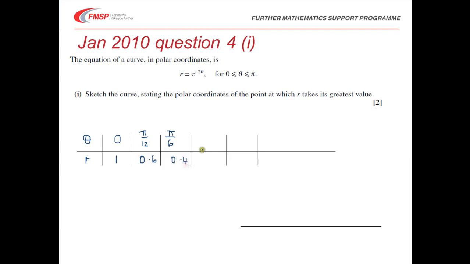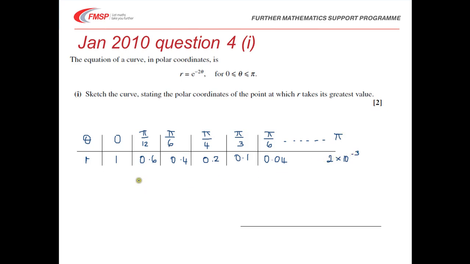Now I'm giving these answers just to one decimal place because, of course, we're only going to be doing a sketch of the graph. So if we do pi over 4, then it's 0.2, and pi over 3 is 0.1, and then by the time we get to pi over 2, it's actually about 0.04, and from the question it says that we've got to sketch it from 0 to pi. By the time we get to pi, then it's very small indeed. In fact, 10 to the power of negative 3.